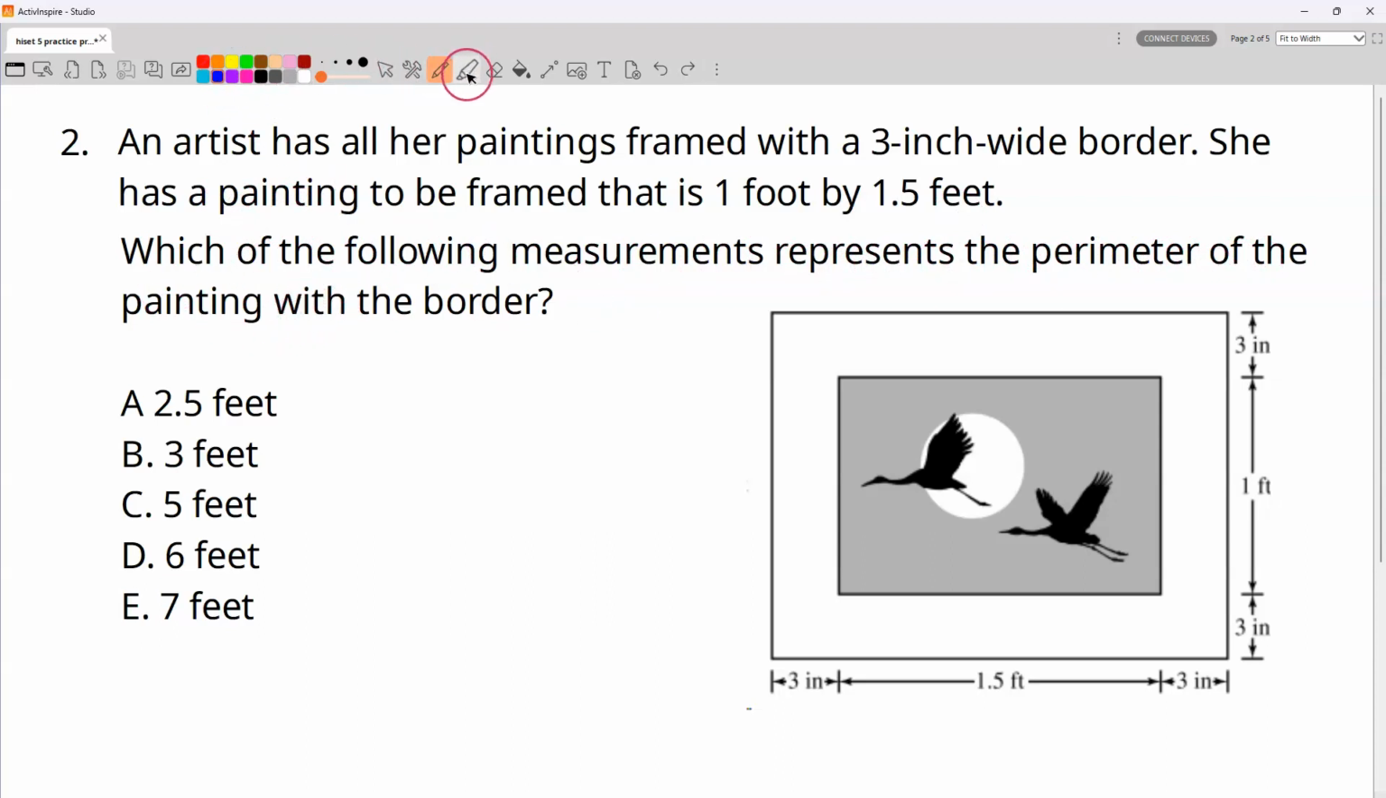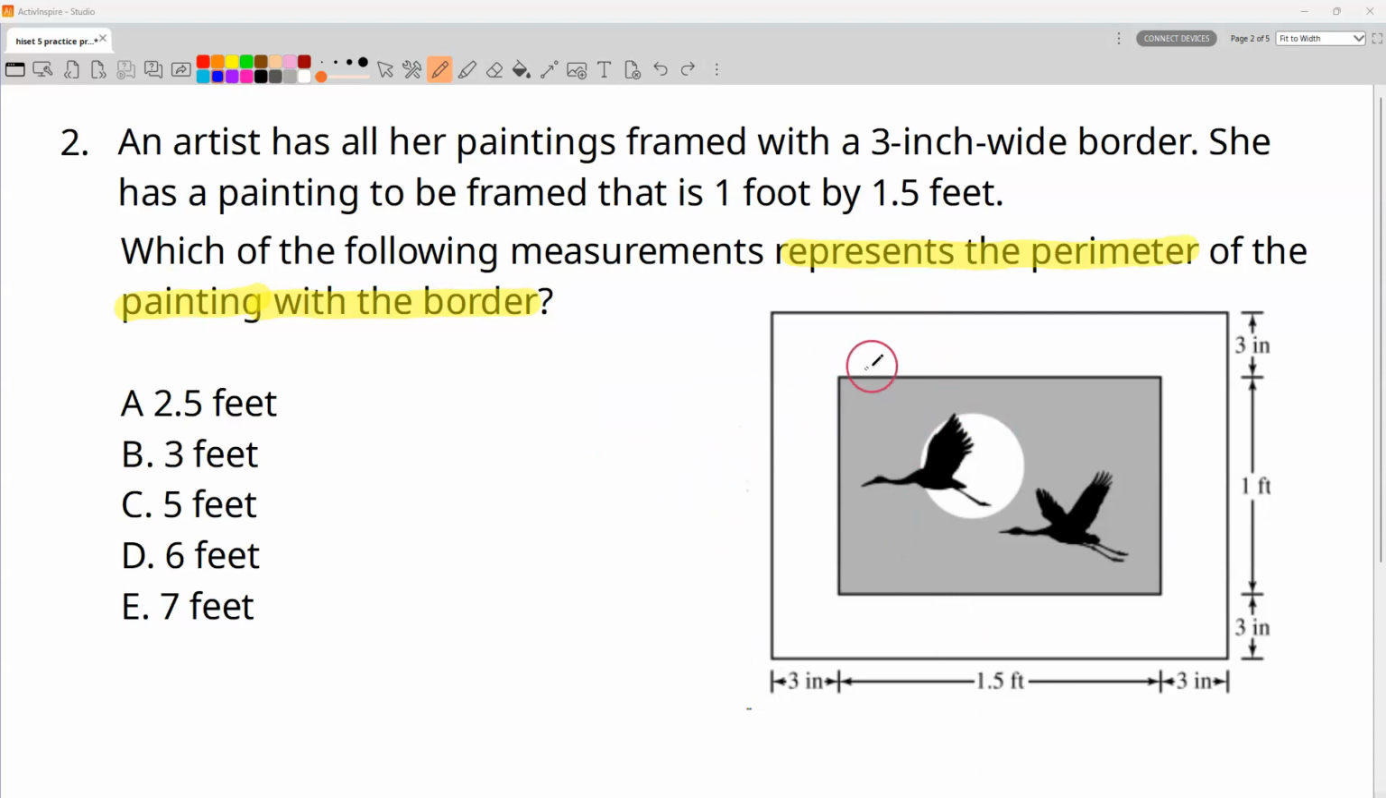So let's highlight the key parts of this question. Which of the following measurements represents the perimeter? Hopefully you remember perimeter is the distance around. Again, as a reminder, perimeter measures the distance around. Area represents the space inside. So keep those two separate.